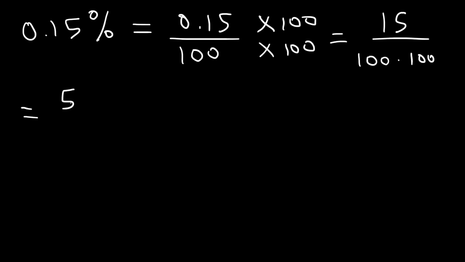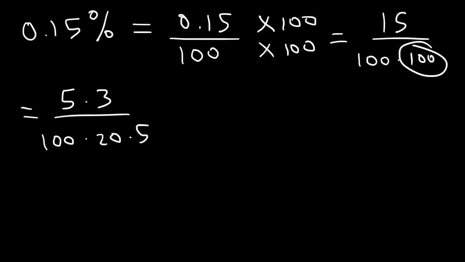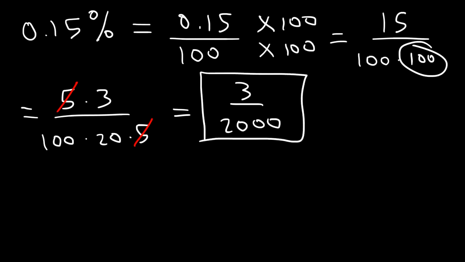Now 15 is 5 times 3. And one of the 100 values, I'm going to write it as 20 times 5. So I can get rid of a 5. So I'm left over with a 3 on top. On the bottom, 100 times 20. If you have 100 $20 bills, you have $2,000. So our answer is going to be 3 over 2,000. That equates to 0.15%.